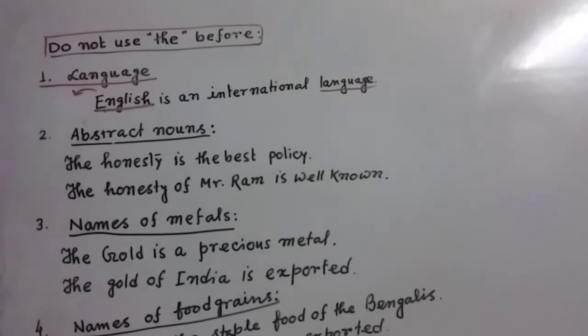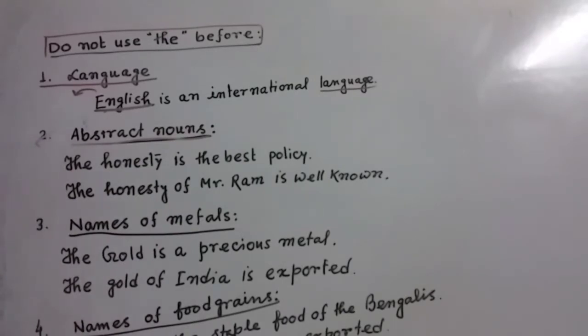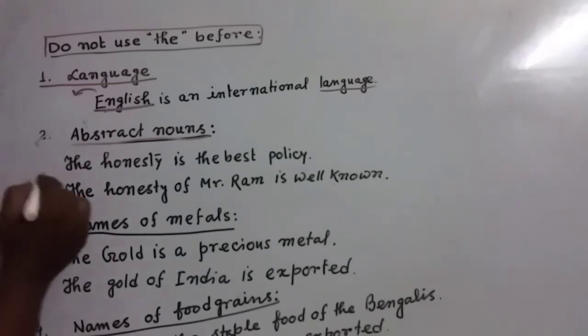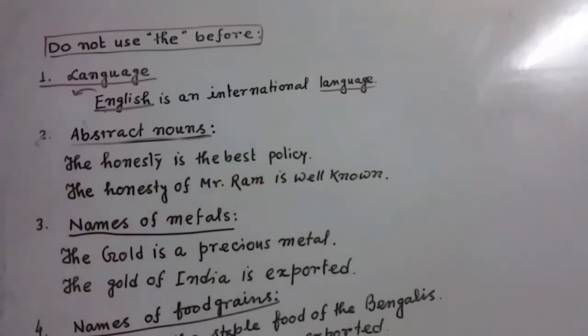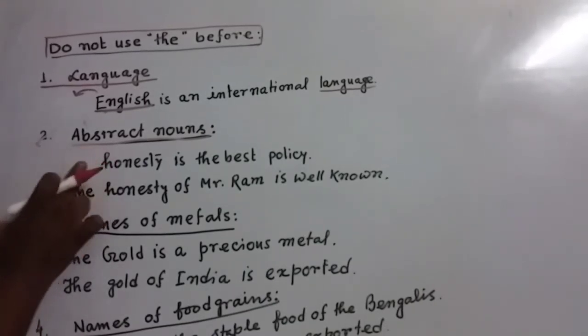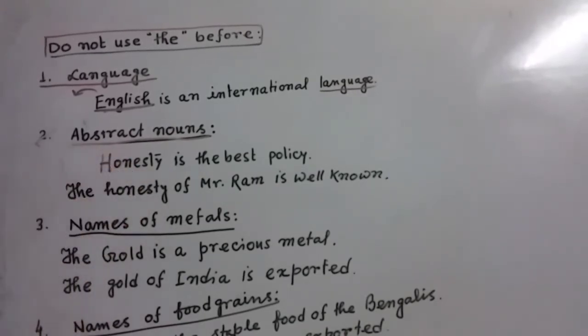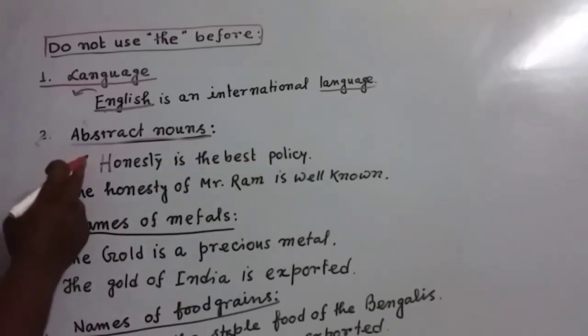Now let's look at this part. Example number 2. Here I have written abstract noun. It means, my dear friends, before the abstract nouns, we cannot use the. Here let's look at the example. The honesty is the best policy. Here, my dear friends, we cannot use the term the because honesty is an abstract noun. So before the abstract noun, we cannot use the term the. So we have to write down: honesty is the best policy. We should not write down the before it.